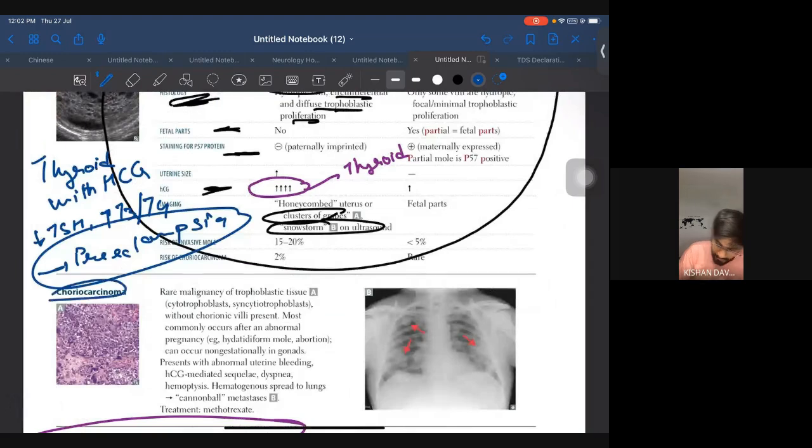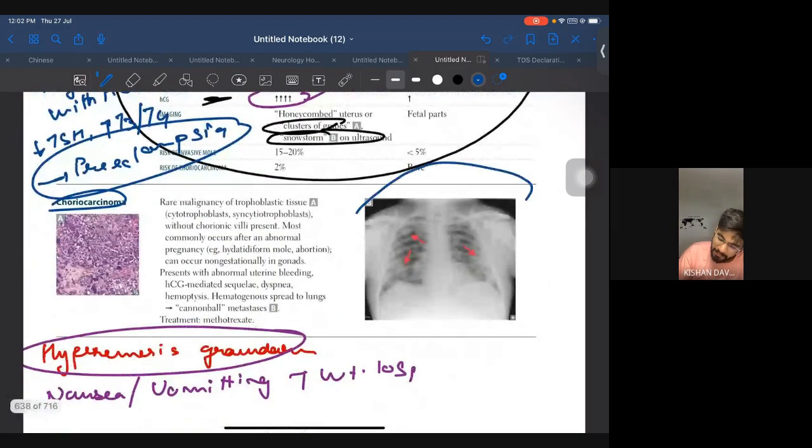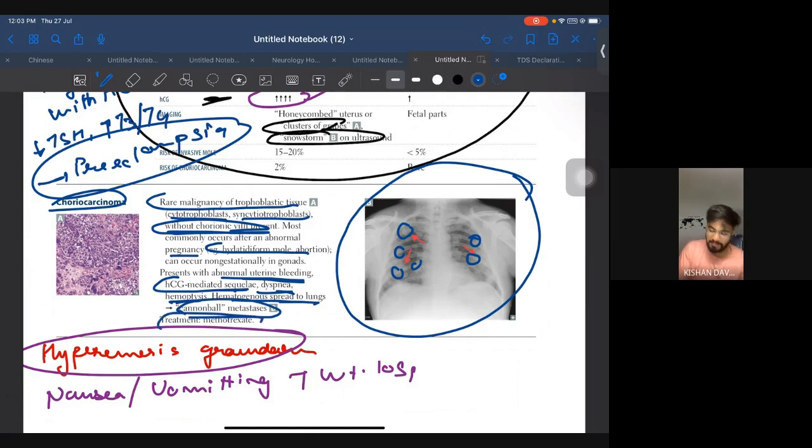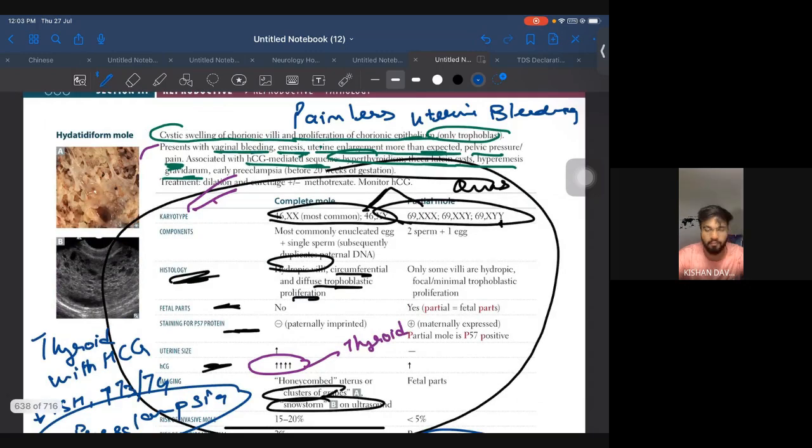Now choriocarcinoma. In choriocarcinoma, first, most commonly they will give you this X-ray. You have to see the cannonball appearance. Let's see: rare malignancy of trophoblastic tissue, cytotrophoblast, syncytiotrophoblast, without chorionic villi present. Most commonly occurs after an abnormal pregnancy, that is hydatidiform mole or abortion. Presents with abnormal uterine bleeding, HCG-mediated sequelae, dyspnea, hemoptysis. Hematogenous spread to lungs, so cannonball metastasis. Treatment is methotrexate.